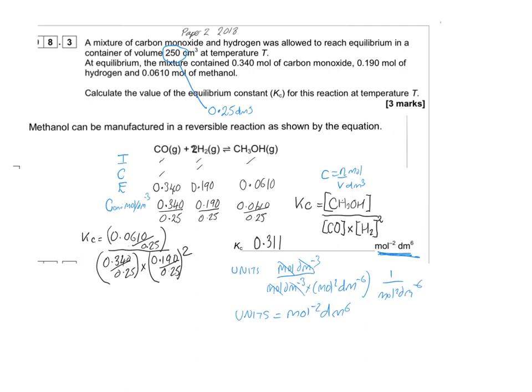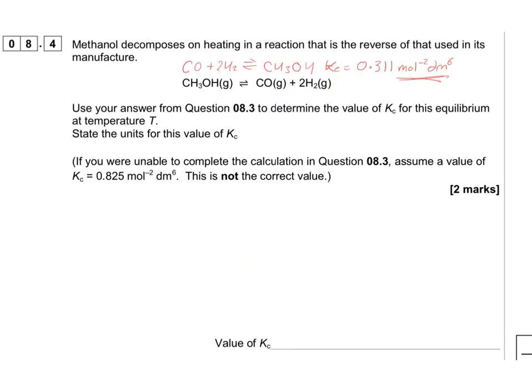Now the next part of this question was a little bit trickier. So this next part of the question, 8.4, told us that methanol decomposes on heating. That is the reverse of the reaction used in its manufacture. So on the last part of the question we calculated Kc, which is 0.311 moles to the minus 2 dm6. This is a reverse equation, and it said here state the units for Kc.